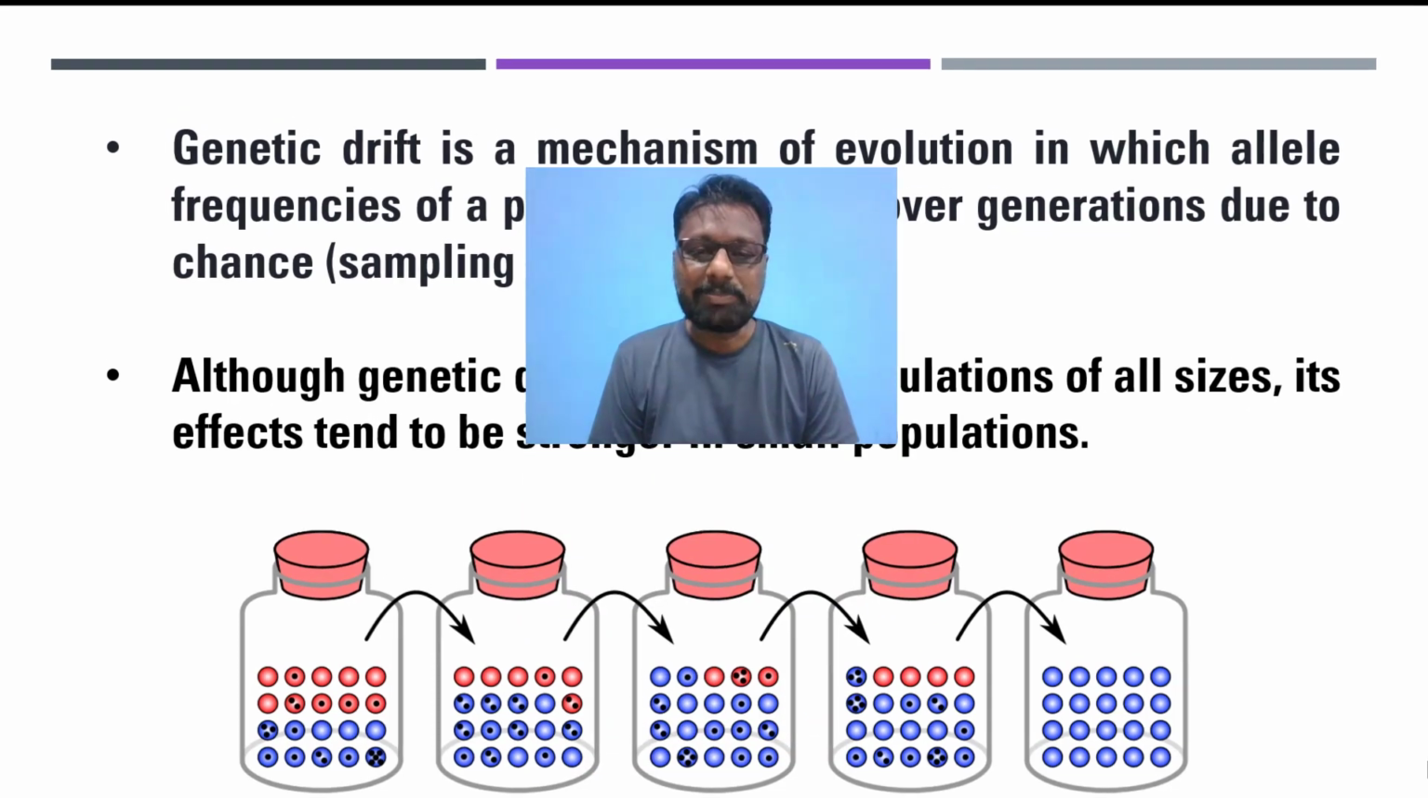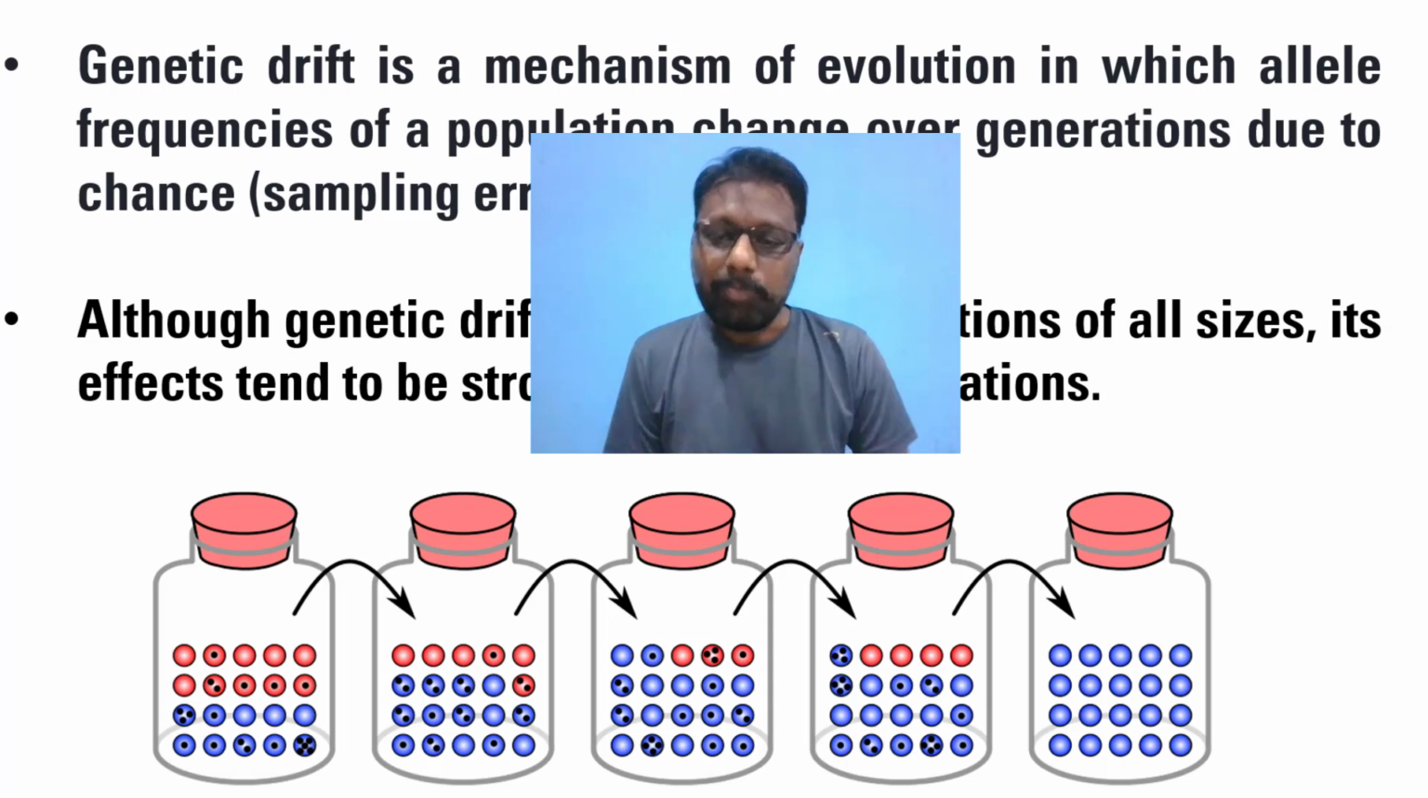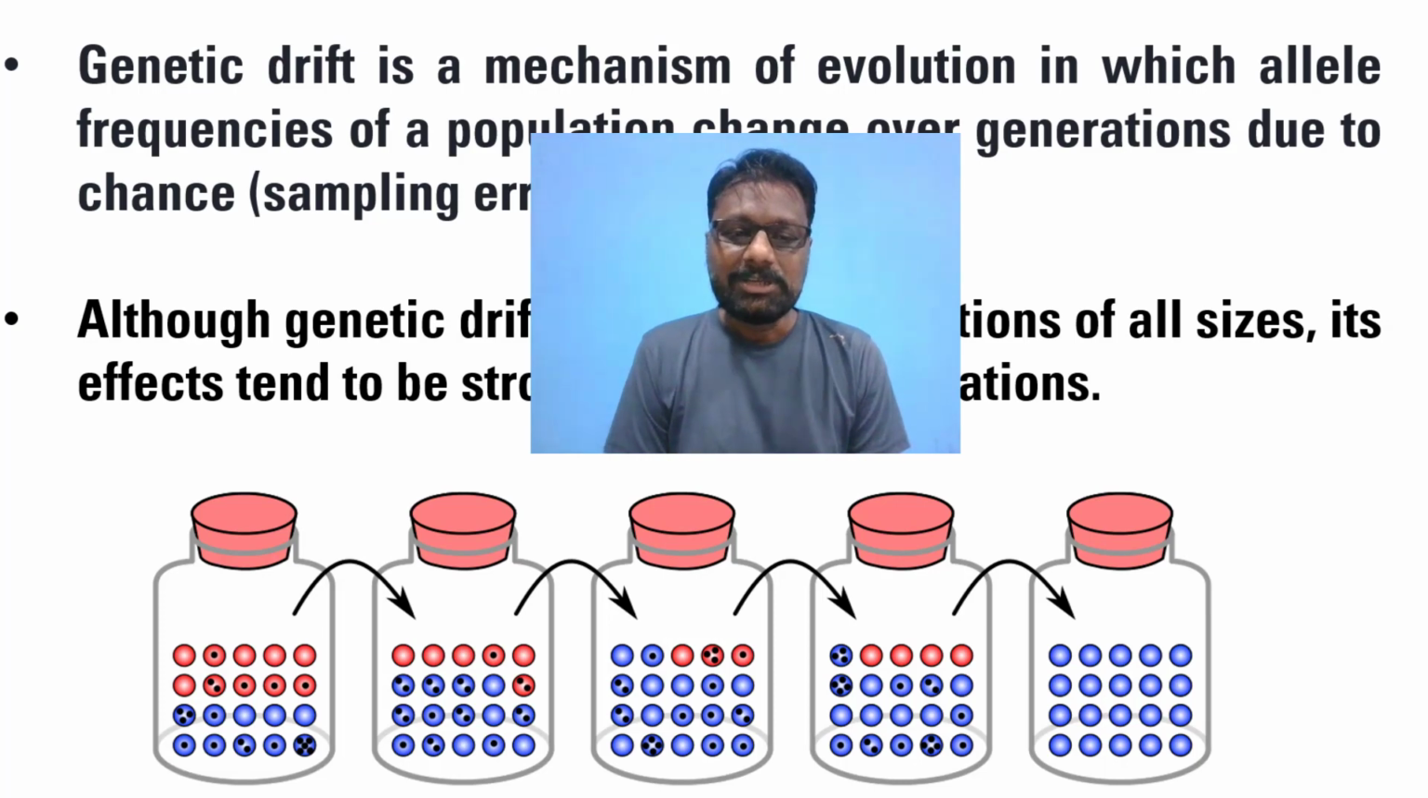Here is a diagrammatic representation of an original population which consists of nearly 20 total alleles, and these 20 alleles are 10 red, which is dominant, and 10 blue, which is recessive. Gradually, one generation after another, there is a random change by chance in the allelic frequency, from 50-50 red and blue to a completely blue allele population. This happens by chance in a small population. This phenomenon we consider genetic drift.